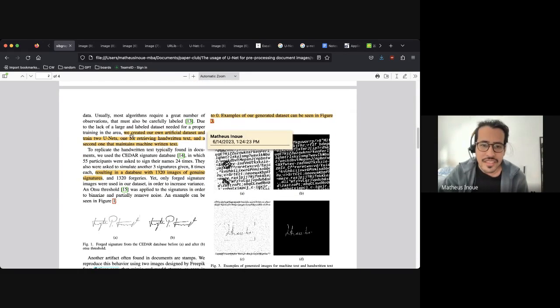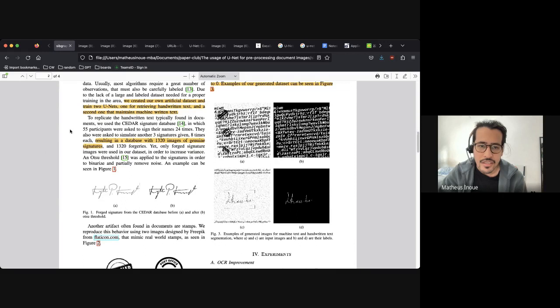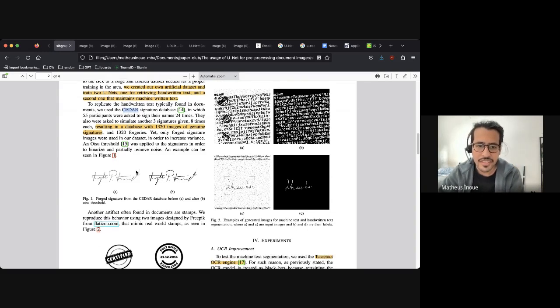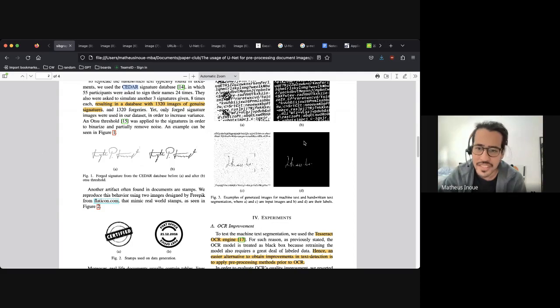So basically here they created their own artificial data set to train the two UNets, one for retrieving handwritten text, and the second to maintain only the machine written text that is used to feed the OCR. And also they use here the signatures. They use this CIDAR database. They have like 1,000 signatures, and then they apply some operations, and I think that's fine, right? And then also they use these signatures to add at random spots in the image.